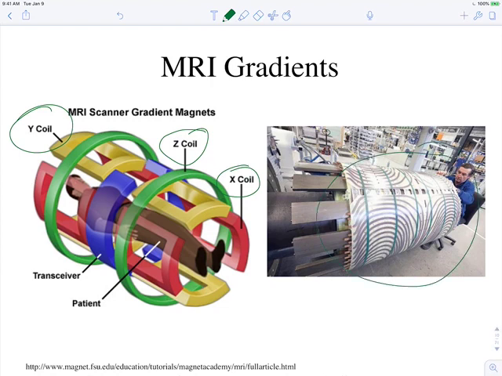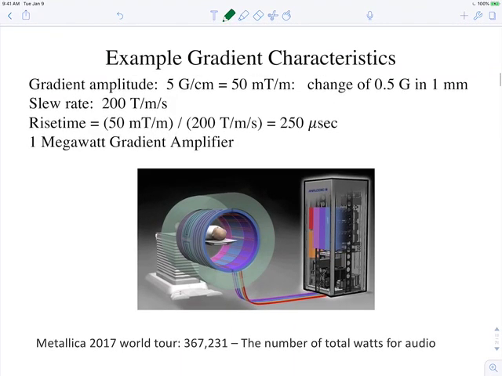This is an example of a body coil gradient on a Siemens machine. These are huge, with lots of wires, and lots of power going through them. This is a typical gradient, and it is powered by a 1 megawatt amplifier. Each channel has this huge amplifier. As a point of reference, the Metallica 2017 World Tour used only 367,000 watts of audio to beam sound into a stadium. So these are huge amplifiers, and the cables are this thick. Don't mess with these. They carry a lot of power.